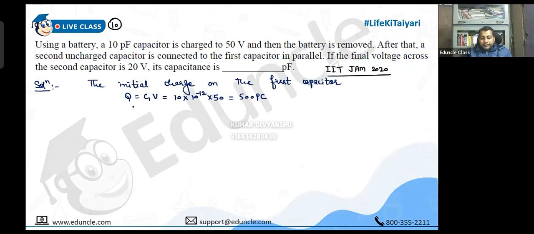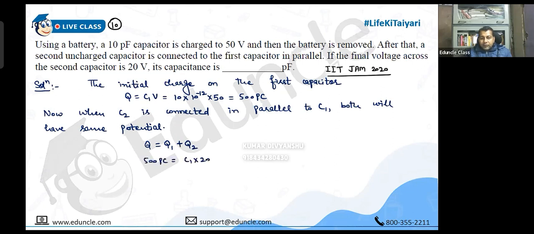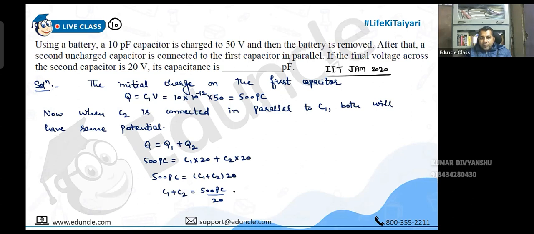No, Durga. When C2 is connected in parallel to C1, both will have the same potential. Now, total charge will be the same. This is 500 picocoulomb. This will be C1 into 20 plus C2 into 20. So 500 picocoulomb equals C1 plus C2 into 20. So C1 plus C2 is 500 picocoulomb by 20, which is 25 picofarad. C1 is 10 picofarad, so C2 will be 15.